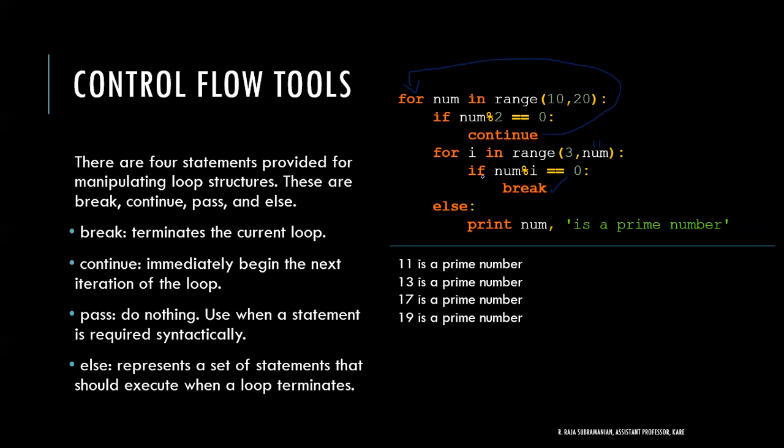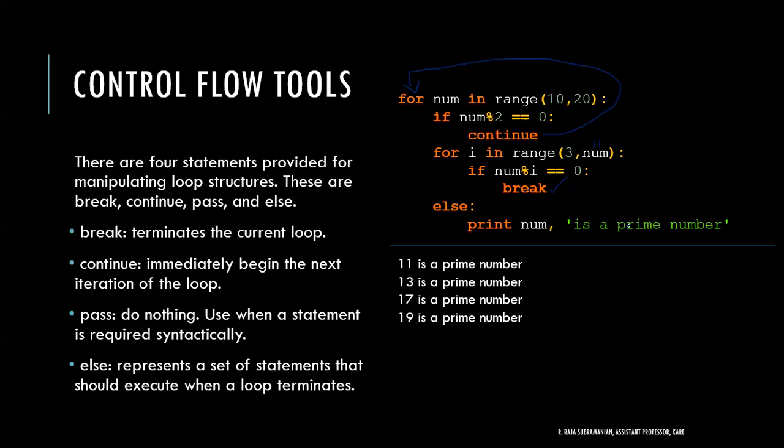If the number is not divisible by any of the numbers from 3 to number minus 1, then I'll come out and print that the number is a prime number. I'll say it like that. This is actually a simple prime number program using control flow tools.